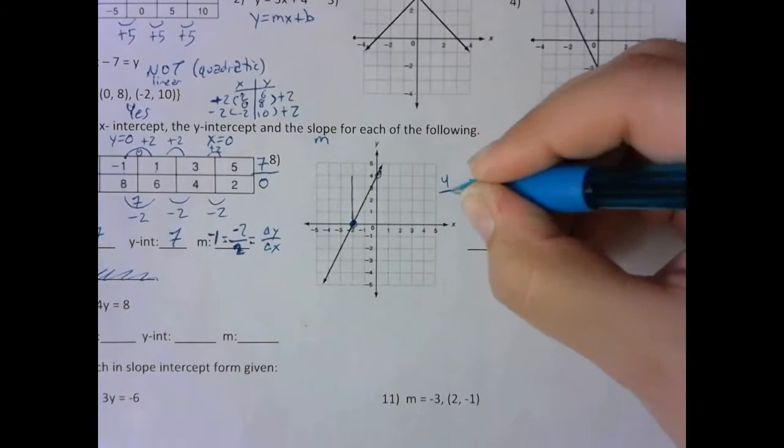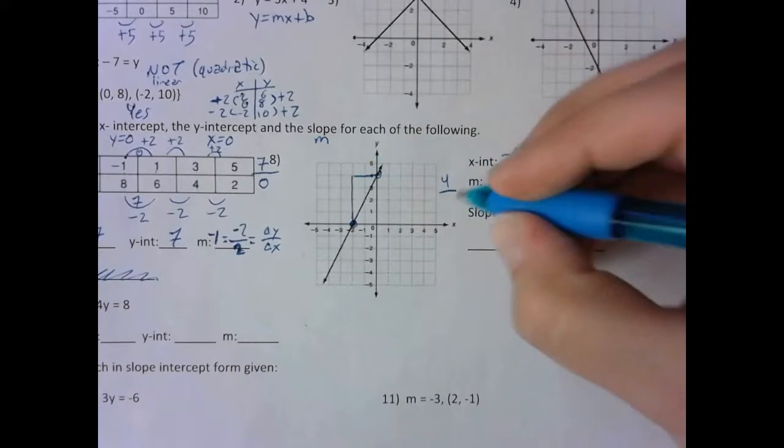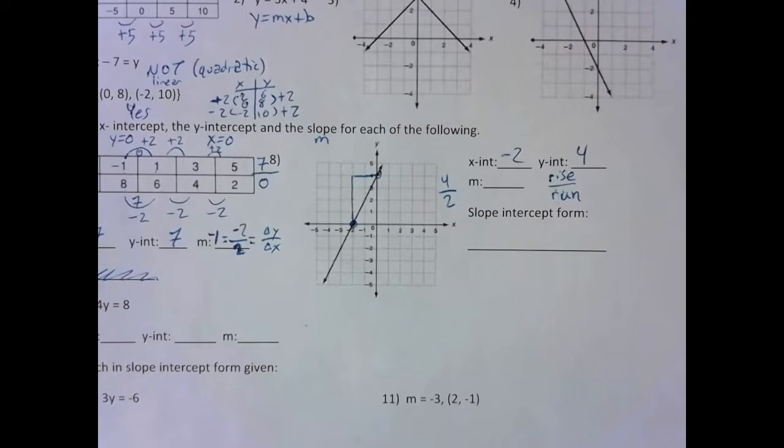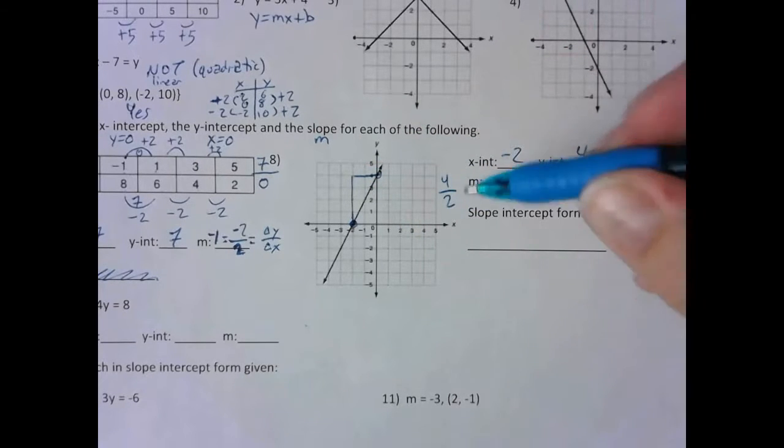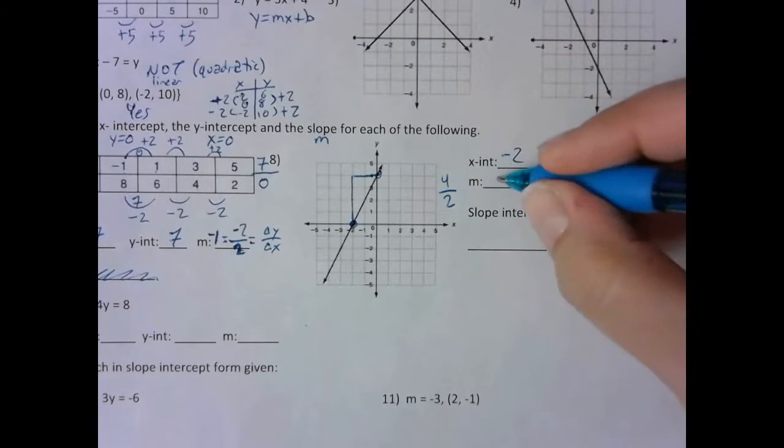So I went up 4, and I went over 1, 2. So my slope is 4 over 2. But I can simplify that. That's 4 divided by 2 is 2.